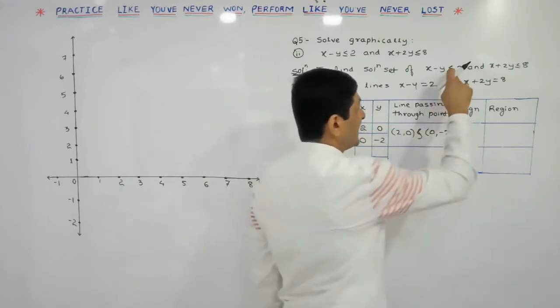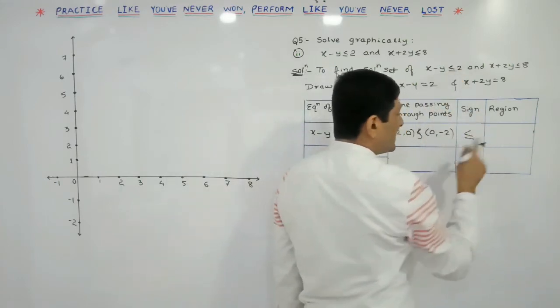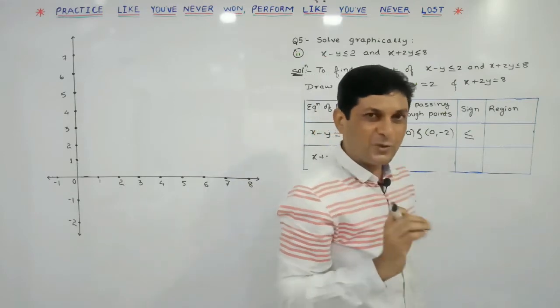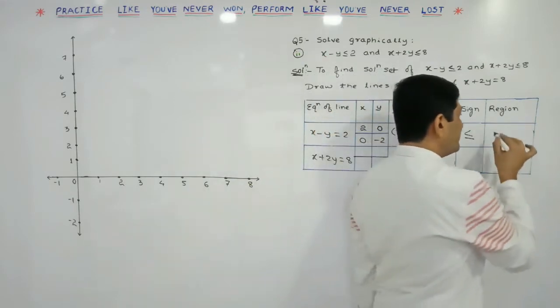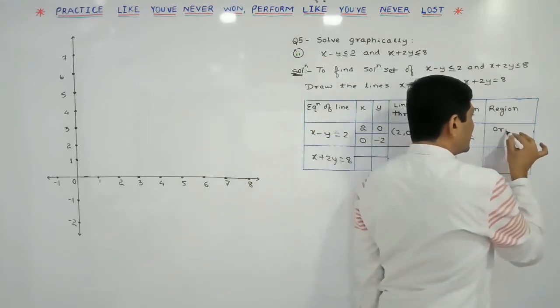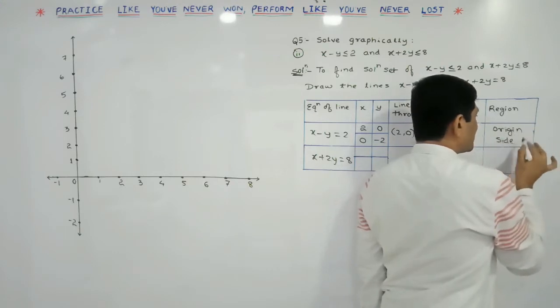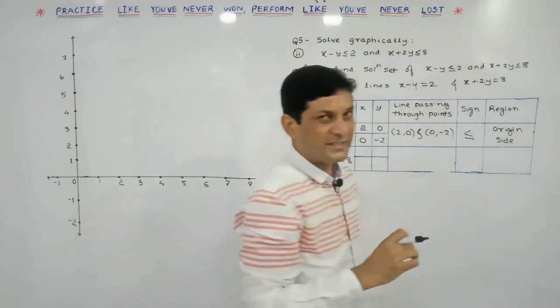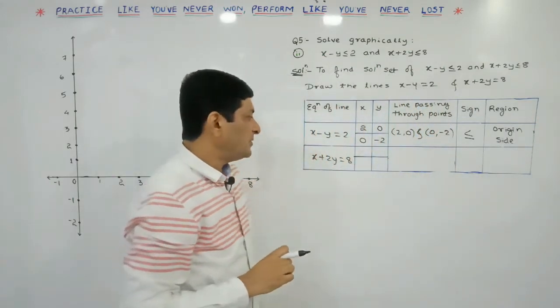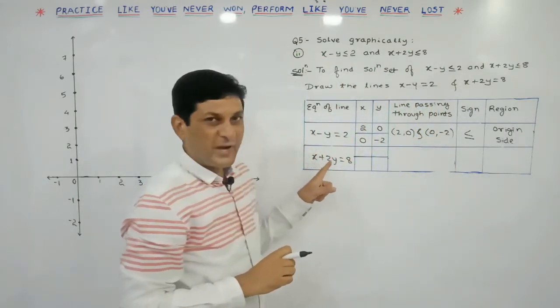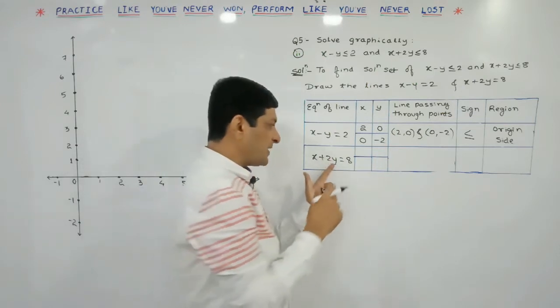And here which sign is there? Less than. If less than or equals to appears, at that time we know that the origin side part will be our solution set. So our required region is the origin side. Now in the second equation, to find 2 points, first I am replacing y by 0.